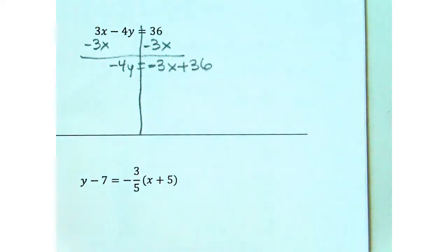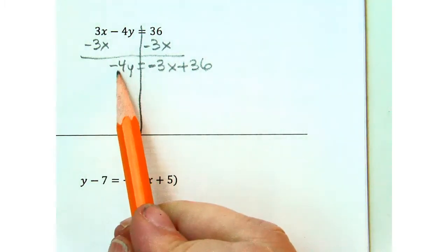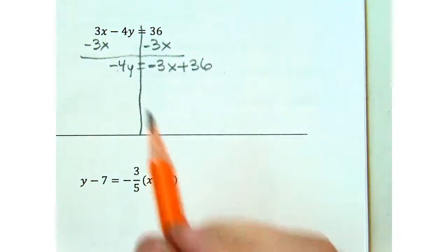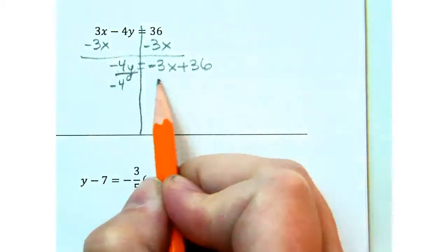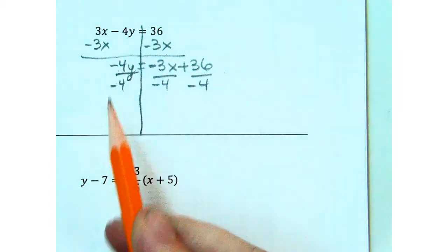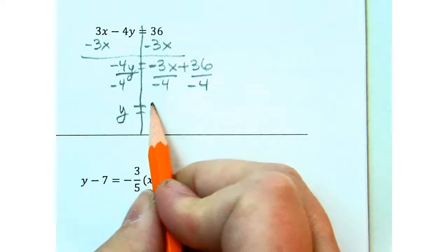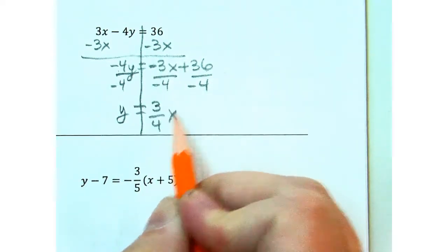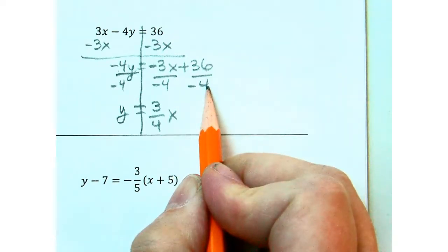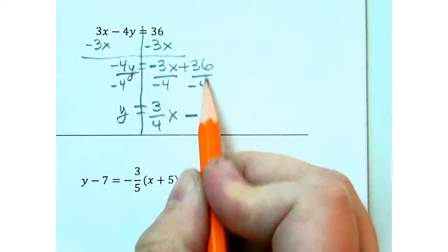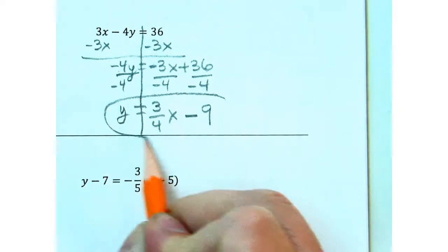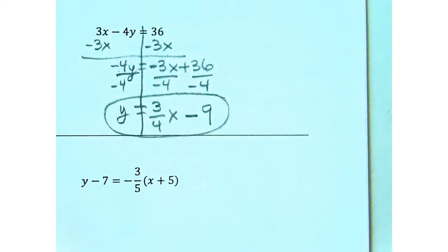Now divide both sides of the equation by -4. This means to divide every term by -4. Our final answer then is y equals positive 3/4 x, since a negative divided by a negative is positive, minus 9, since a positive divided by a negative is negative. This is the slope-intercept form of the equation.